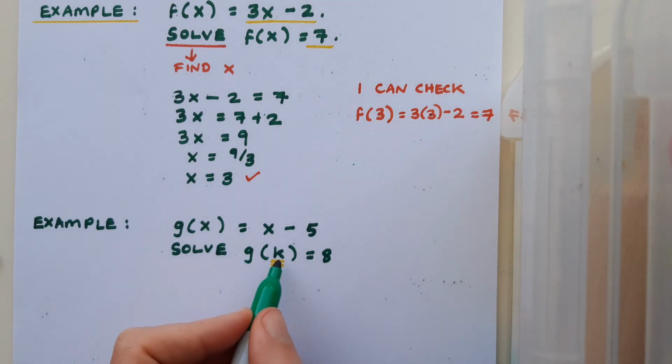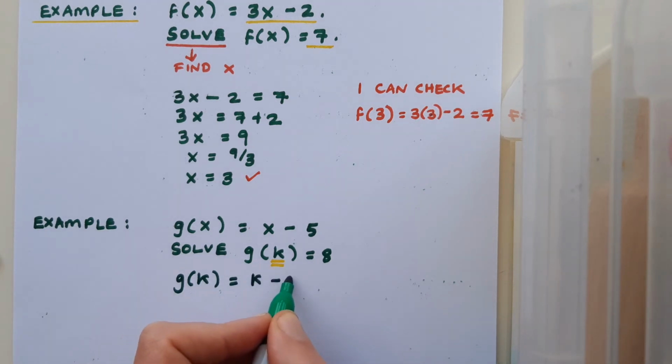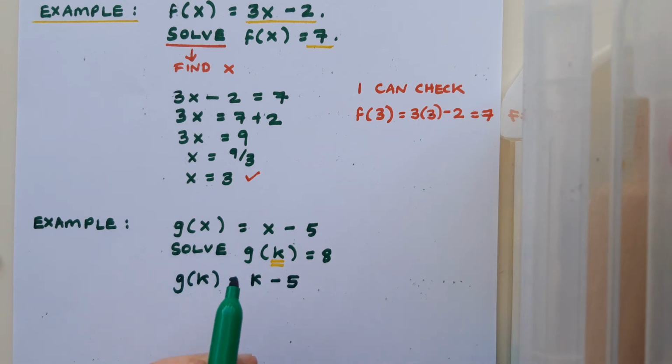Okay, so if my input is k, then I can evaluate, well, maybe not evaluate, but I can simplify g of k to give me k minus 5. Notice that I'm just replacing the x in the function with my input k. So g of k is k minus 5, and g of k equals 8. So I can let these two things be equal. So k minus 5 equals 8, and then I simply want to find k. So k equals 8 plus 5, so k equals 13.